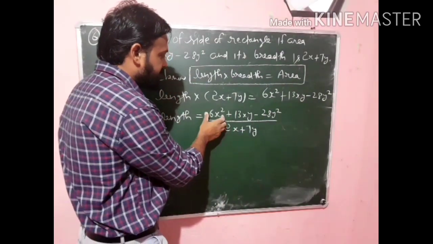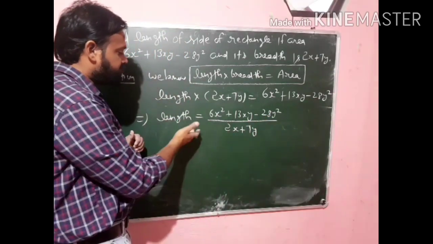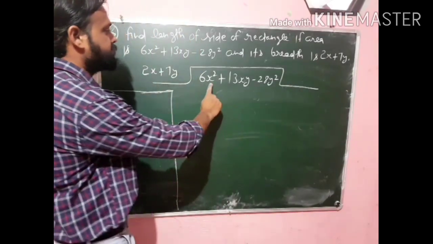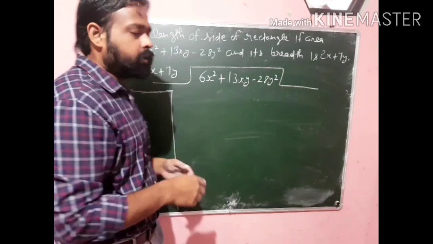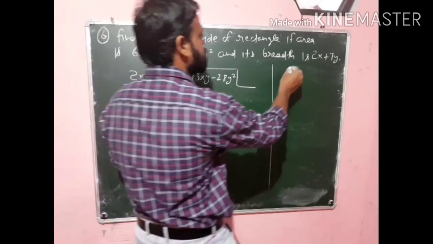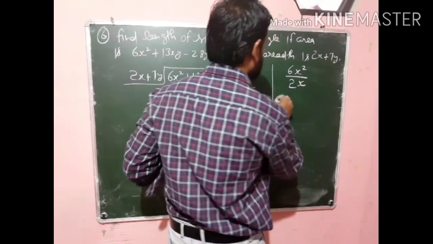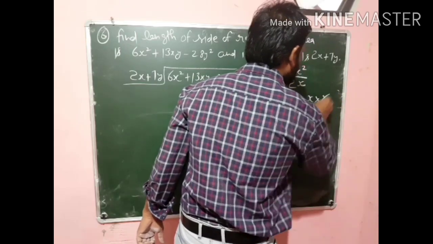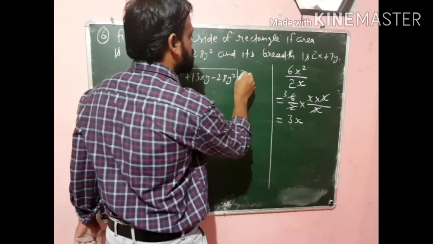Now we have to divide 6x square plus 13xy minus 28y square by 2x plus 7y to find the exact value of the length. So see this one carefully. Again we have to follow the same steps. What is the first step? Write down this 6x square here and divide it by 2 into x. Separate the numerical values and the variable values. This x is cancelled with this x, and 3 twos are 6. So it will become 3x. Write down this 3x here.